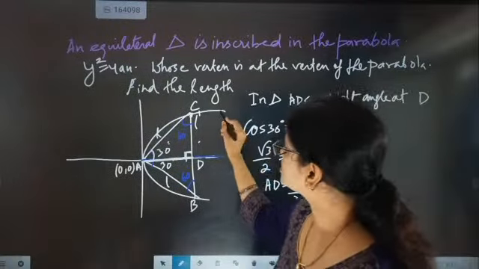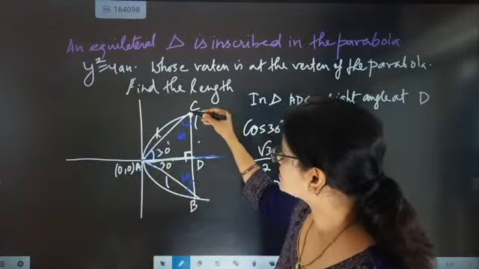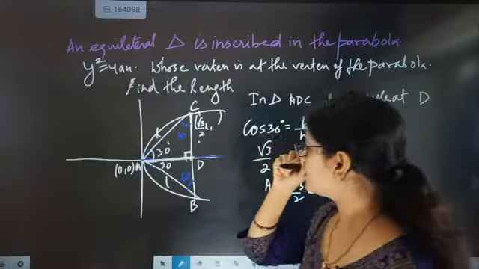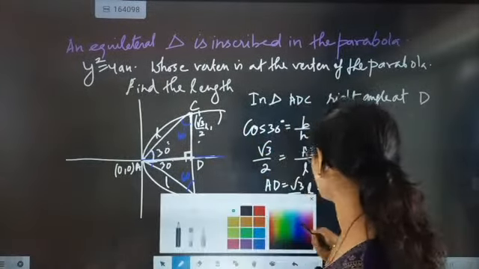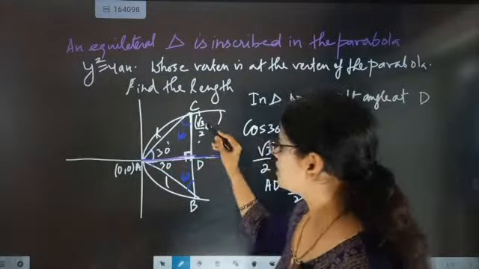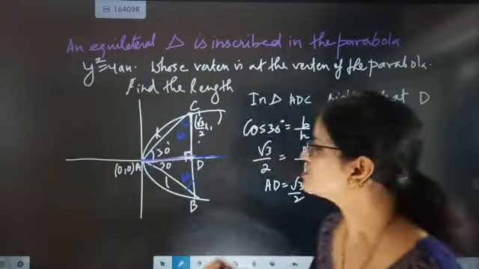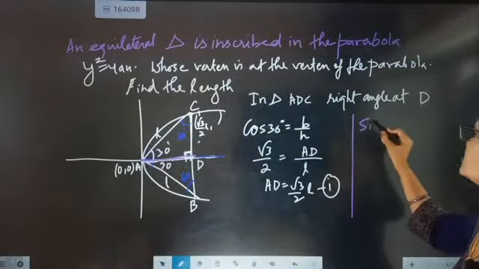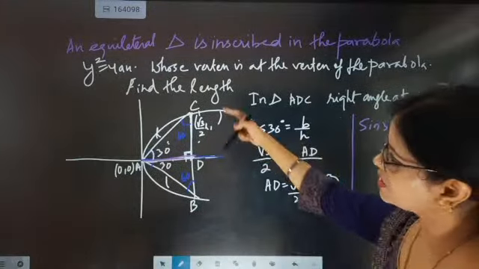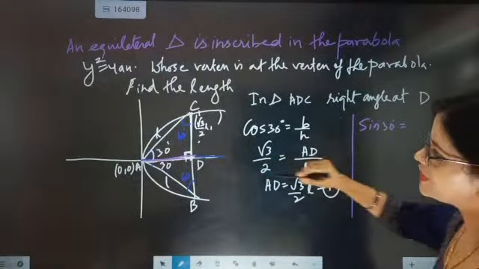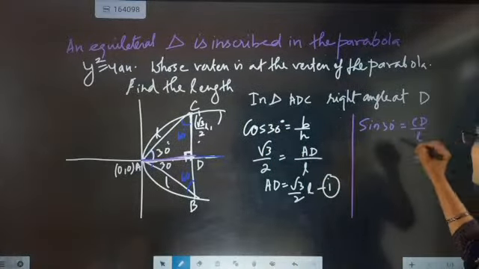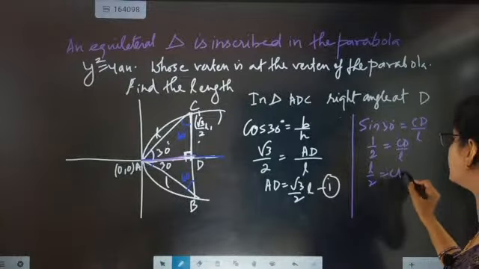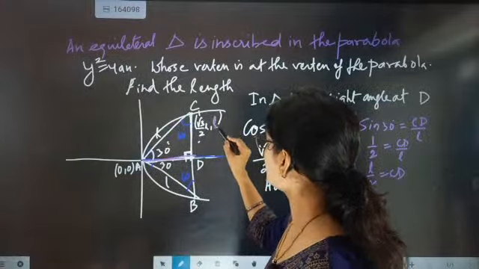So this length is root 3 by 2 L. Now we need this part. Next, what we have to do? Shall we take sine 30 degrees? Sine 30 degrees is perpendicular by hypotenuse. The perpendicular is CD. So 1 by 2 equals CD by L. So L by 2 will be coming as CD. So this part is coming as L by 2.